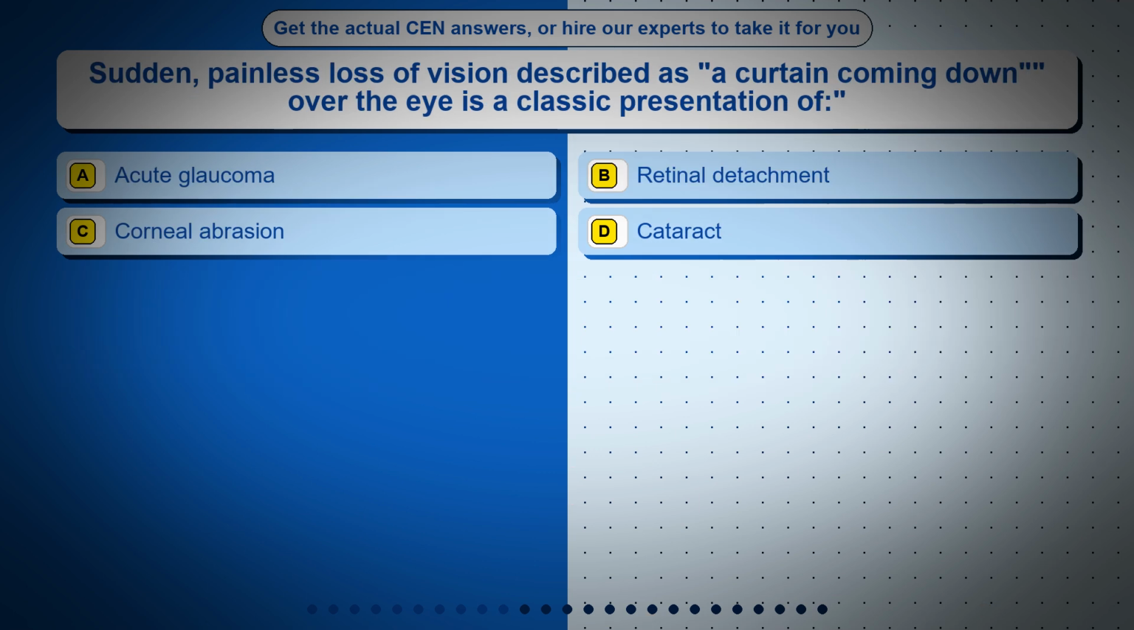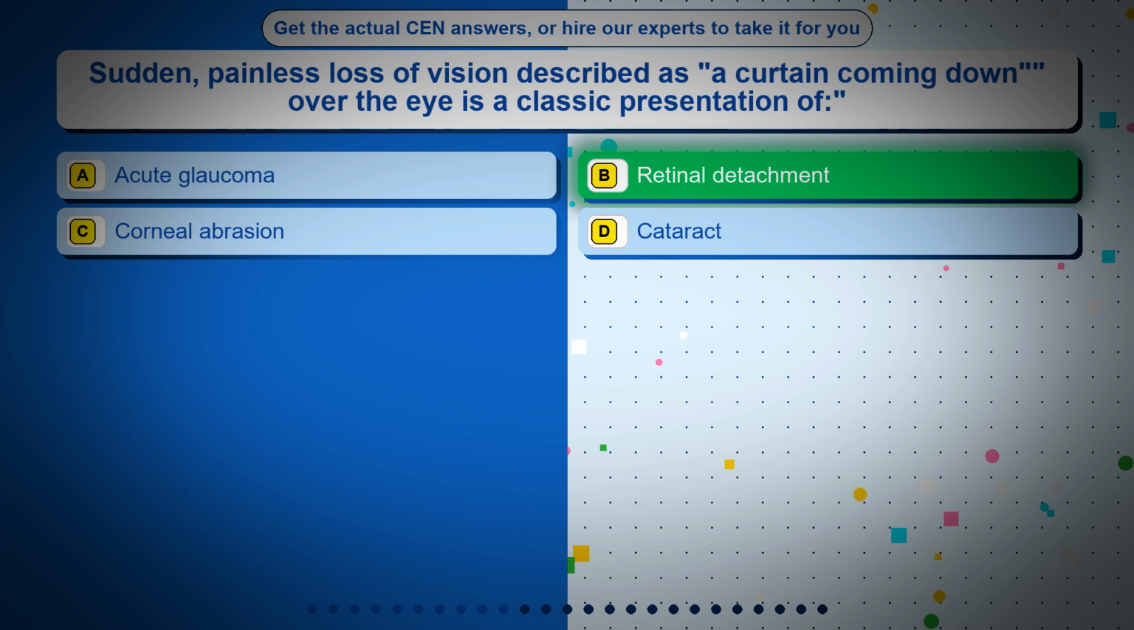Question 10. Sudden, painless loss of vision described as a curtain coming down over the eye is a classic presentation of option A, acute glaucoma. Option B, retinal detachment. Option C, corneal abrasion. Option D, cataract. The correct answer is option B, retinal detachment.